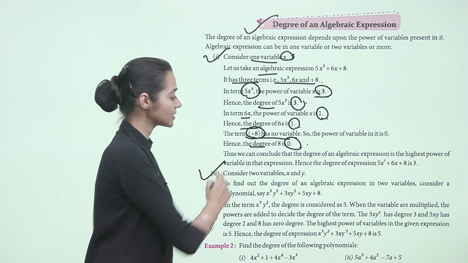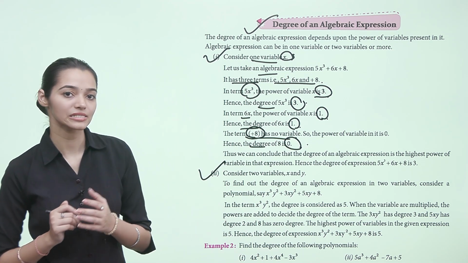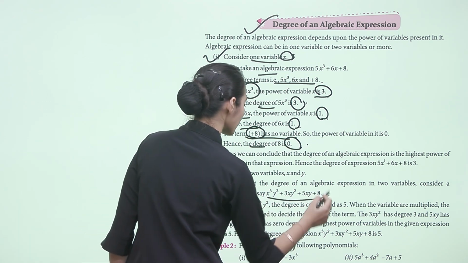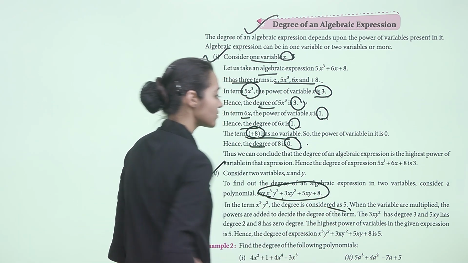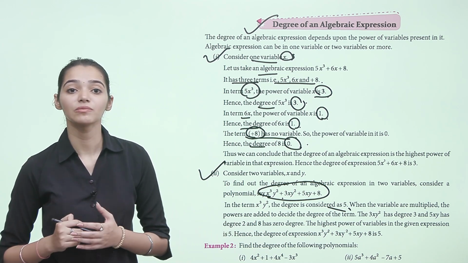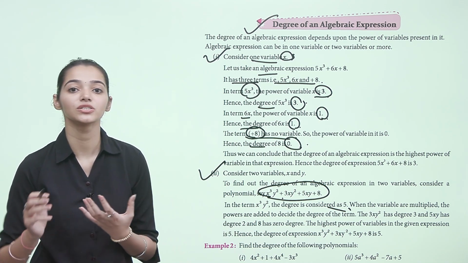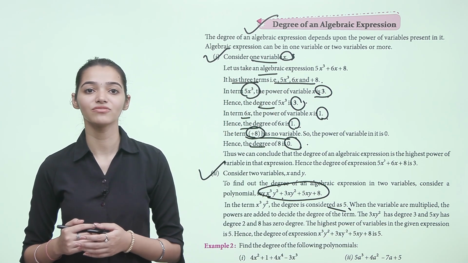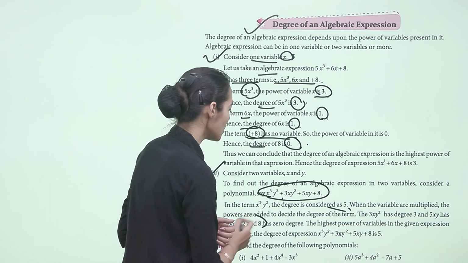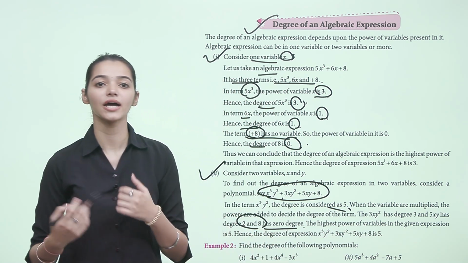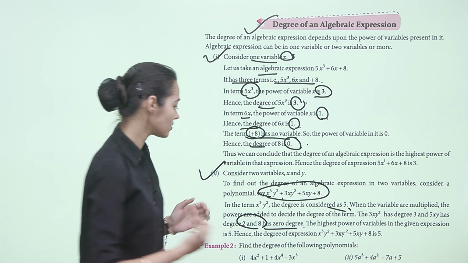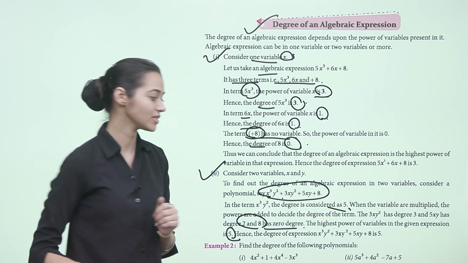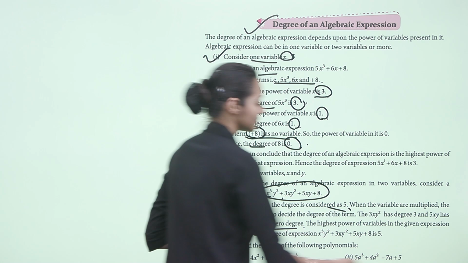Now consider another example. Here we have two variables x and y. Now in this expression, the degree is considered as 5. When the variables are multiplied, then the powers are added to decide the degree of the term. So here this term has degree 3 and 5xy has degree 2 and 8 has 0 degree. So the highest power of variable in this expression is 5. Hence the degree of the expression is 5.